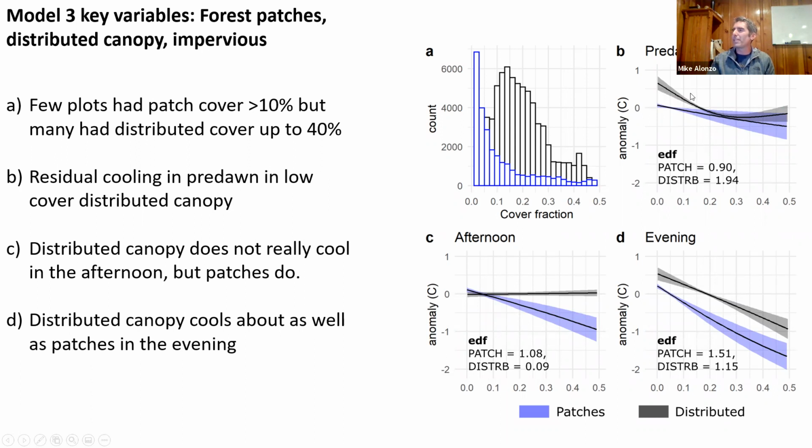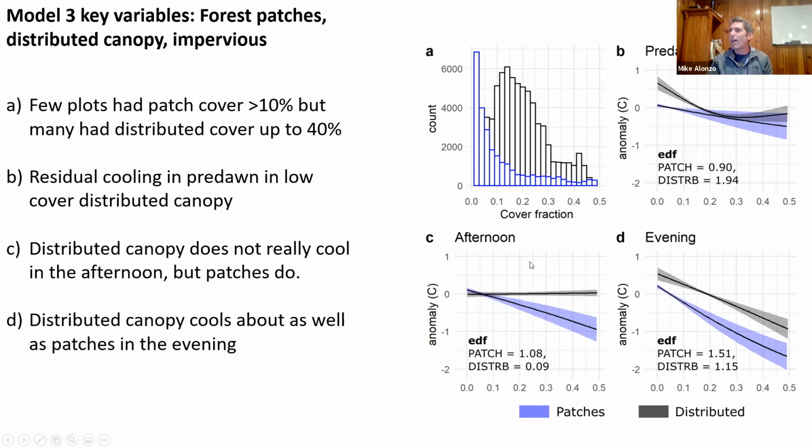I think the interesting thing here is that there's some residual cooling from distributed canopy even in the pre-dawn hours. I can talk about my speculations on mechanisms later if you're interested. But I'll move on to afternoon, where we're seeing almost nothing from distributed canopy. Not much shadowing available, harsh conditions perhaps because they're not surrounded by their tree canopy friends to help keep them cool. Patches, on the other hand, can maintain their cooling ability in the heat of the afternoon.